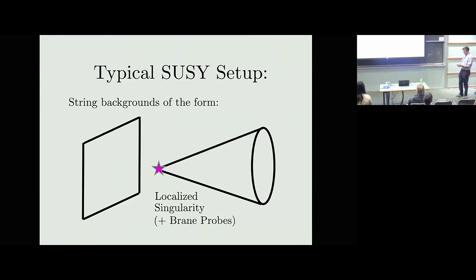Okay, so I'll be a little bit loose in what I call a singularity. This could refer to any, say, curvature singularity or, say, a brane probe, anything like that. Now, how do we get, say, our line operators and our symmetry operators in this setting?